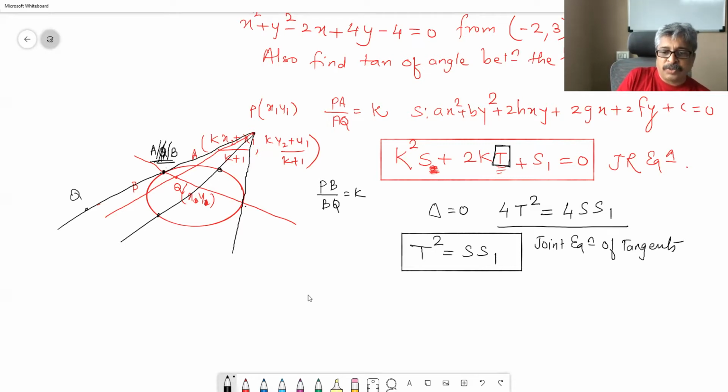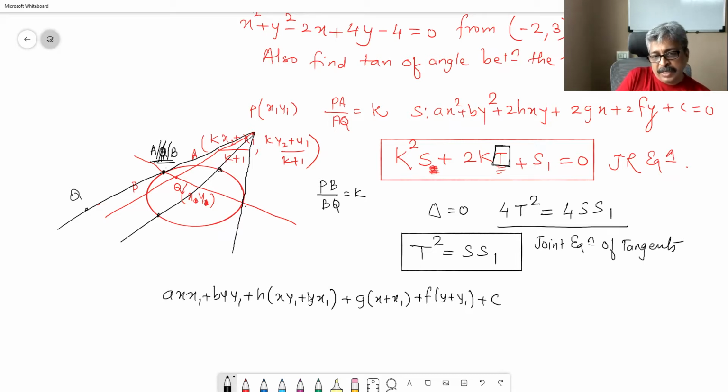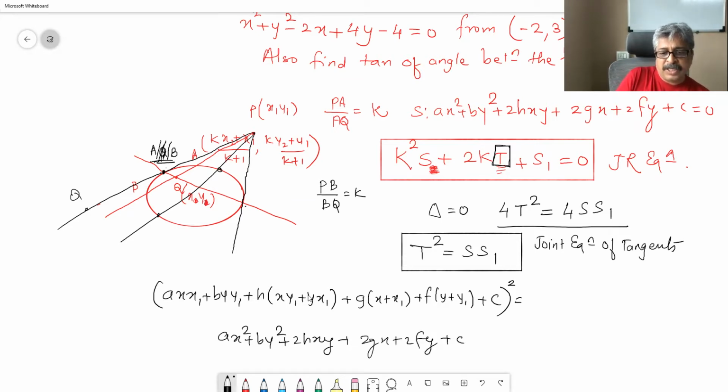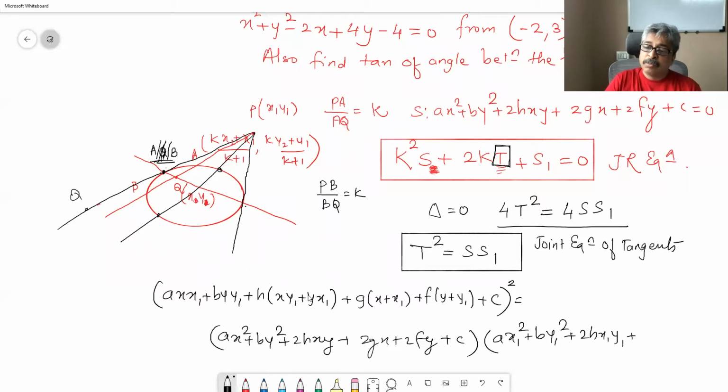How will it look like? You put value t. T means axx1 plus byy1 plus h into (xy1 plus yx1) plus g into (x plus x1) plus f into (y plus y1) plus c, bracket square, is equal to s, which is ax square plus by square plus 2hxy plus 2gx plus 2fy plus c, into s1, which is ax1 square plus by1 square plus 2hx1y1 plus 2gx1 plus 2fy1 plus c. This is your joint equation of the tangents.